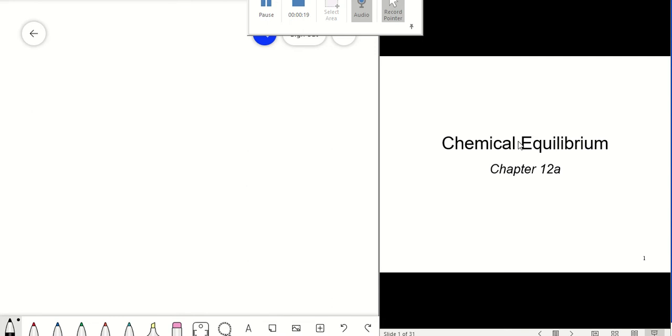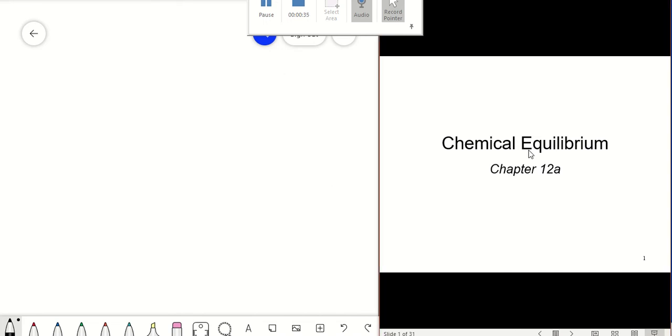But now let me tell you that in most of the chemical reactions, it's actually a reversible reaction, meaning that the reactants are getting converted into products, and at the same time, the products are also getting converted back into reactants. What does that mean?